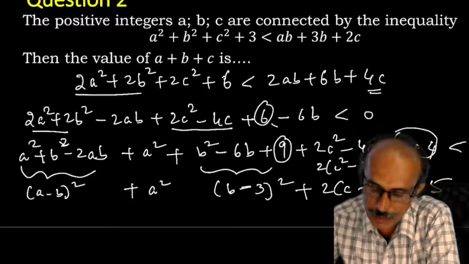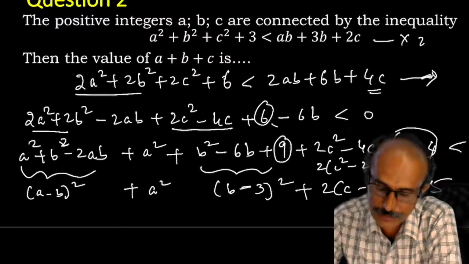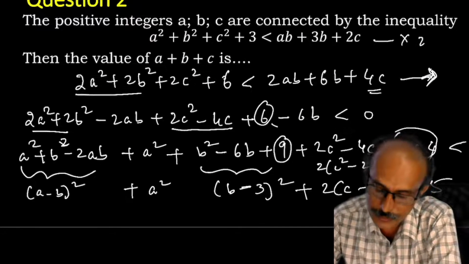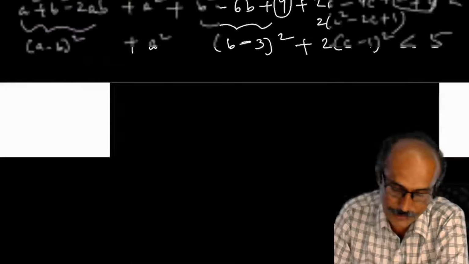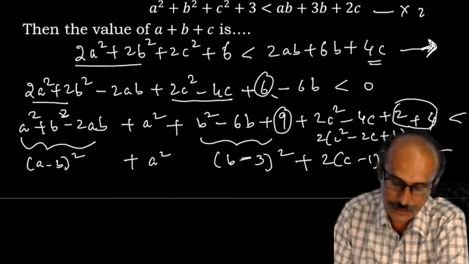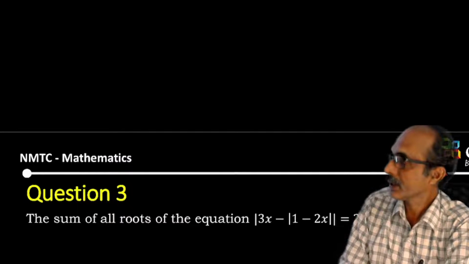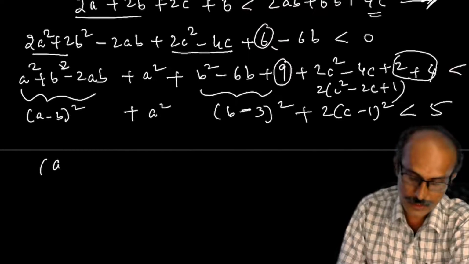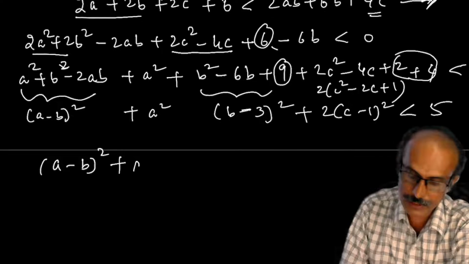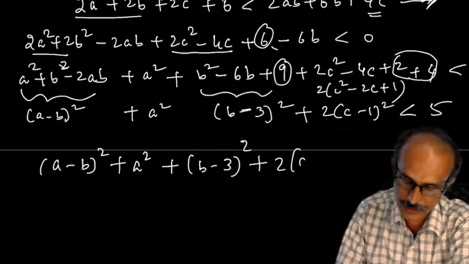So what happened actually, after multiplying this by 2, you got some inequality. From the inequality you try to identify the whole squares, completing the squares. So finally what we got is (a minus b) the square plus a square plus (b minus 3) the square plus 2 into (c minus 1) square less than 5.